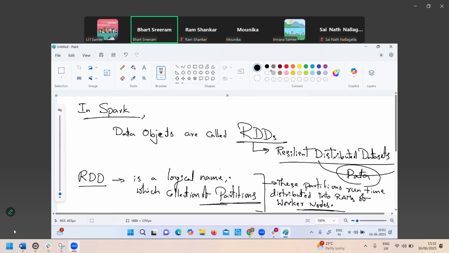Then one more statement I am adding. Treat this as statement number 1, statement number 2: these partitions are distributed at runtime into RAMs of worker nodes. Then finally, what to say? All these partitions will be executed in parallel. This is statement number 3.